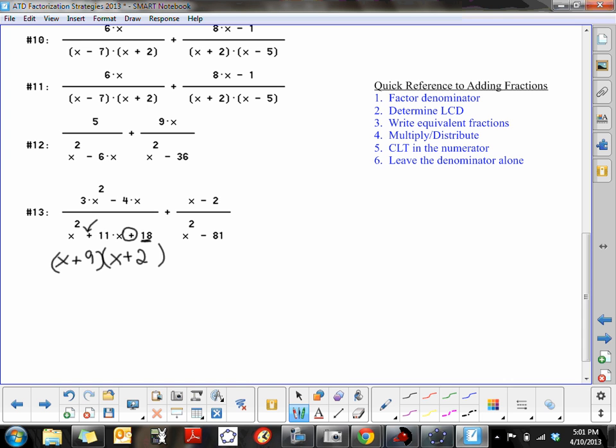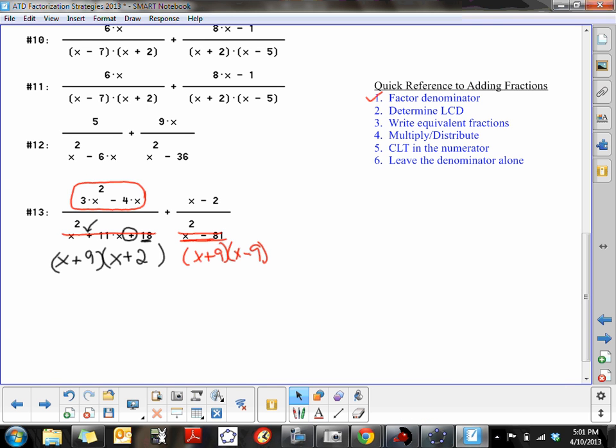Then I'm going to look at the second denominator, which is the x squared minus 81, and I'm going to put it in factored form. Well, this is the difference of two squares, so it's going to be x plus 9, x minus 9. So I've got the denominators completely factored. I'm really not concerned that this numerator is not factored. I'm not even going to touch that. So what we want to do is factor the denominators, leave the numerators alone. That's really not that important for establishing our common denominator.